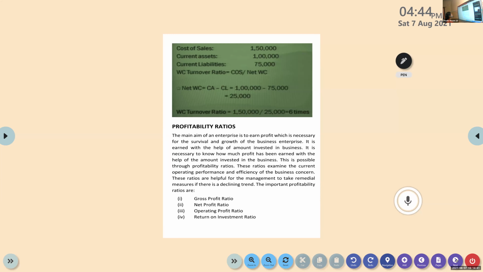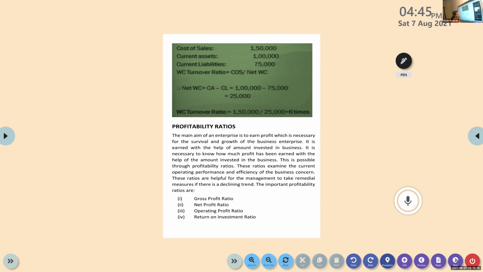So cost of sales is given as 1,50,000. Current asset, current liability is given. So the formula to find this out is net sales divided by average working capital. So we have to find out the working capital. What is it? Current asset minus current liability.